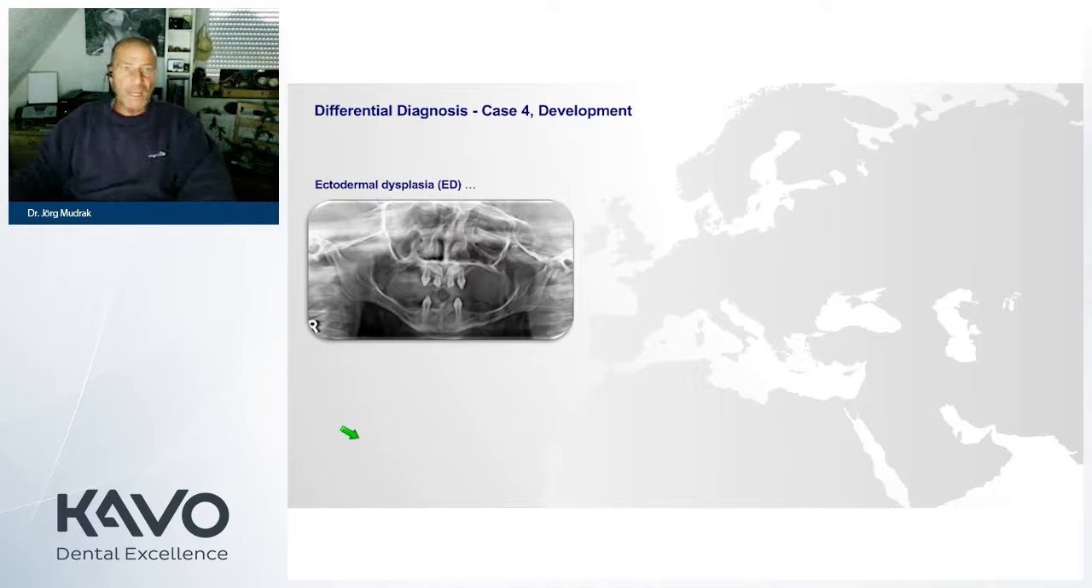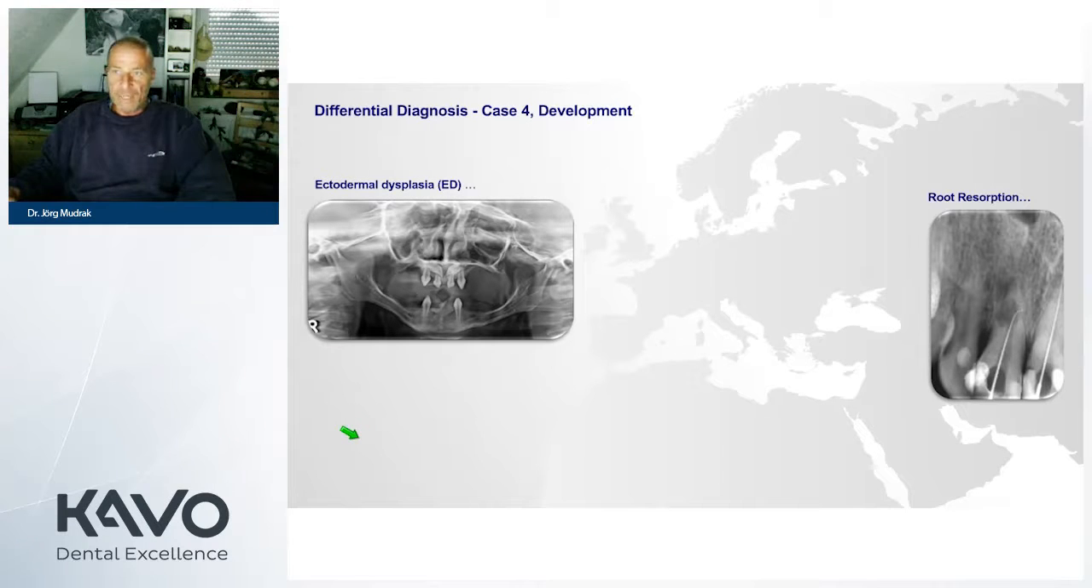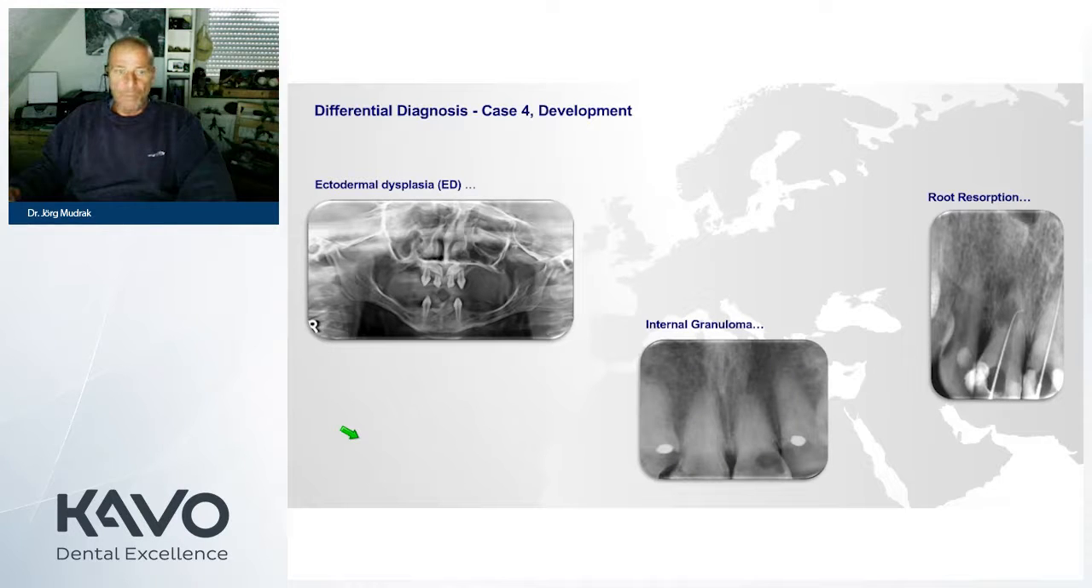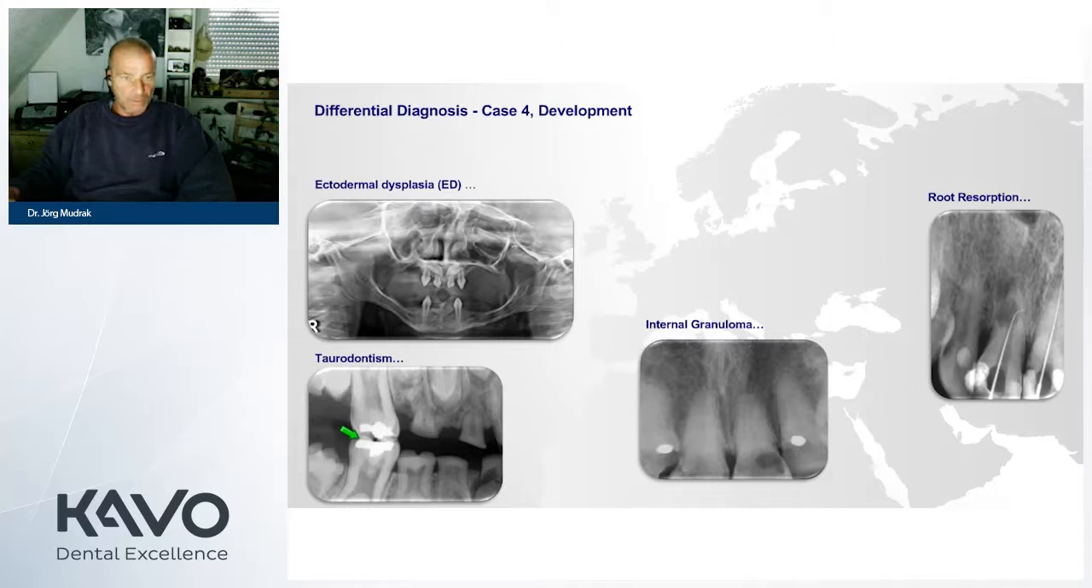But let's take a look at the differential diagnosis. So first of all, we have the ectodermal dysplasia. Second, we have root resorption. We have the internal granuloma, and we have taurodontism. So now it's up to you to make your decision about this case. We have the most obvious differential diagnoses, which are related to our department. And now you have around about 1 minute to make your decision.